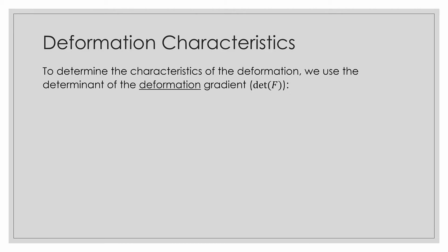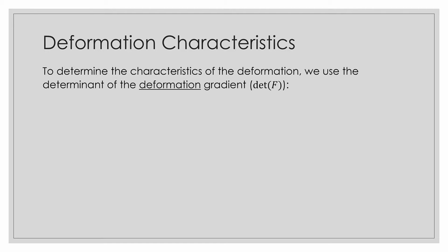So the last thing we're going to talk about is some of the deformation characteristics. So again, we have F and we have our nabla u. We can say, okay, well, what properties can these tell us? So the main thing we're going to do is look at the deformation gradient F, and more specifically, the determinant of F.